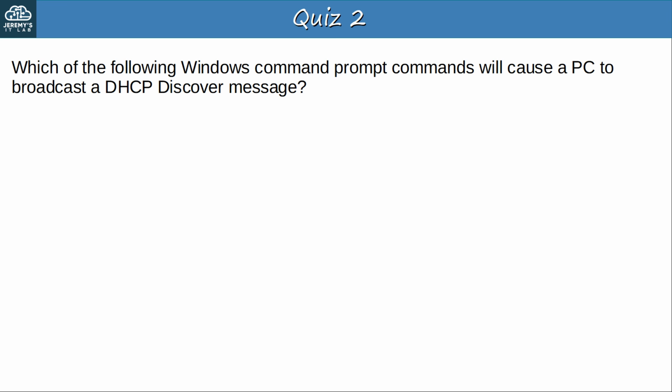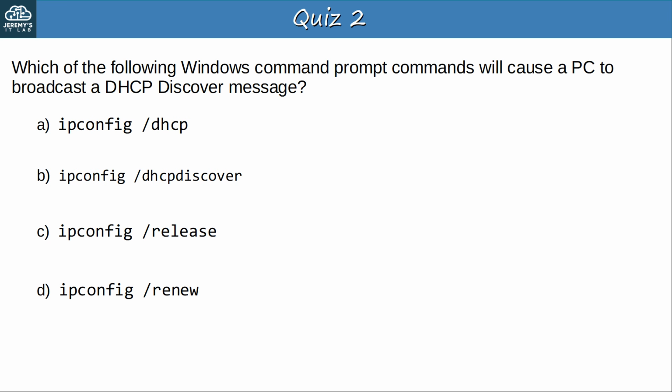Which of the following Windows command prompt commands will cause a PC to broadcast a DHCP Discover message? Here are the options. Pause the video to think about the answer. The answer is D, ipconfig /renew. This will cause the PC to send a DHCP Discover message to get an IP address from any DHCP servers it can reach. C, ipconfig /release, will make the PC send a DHCP Release message to release its current IP address. A and B are not real commands. Okay, let's go to question 3.